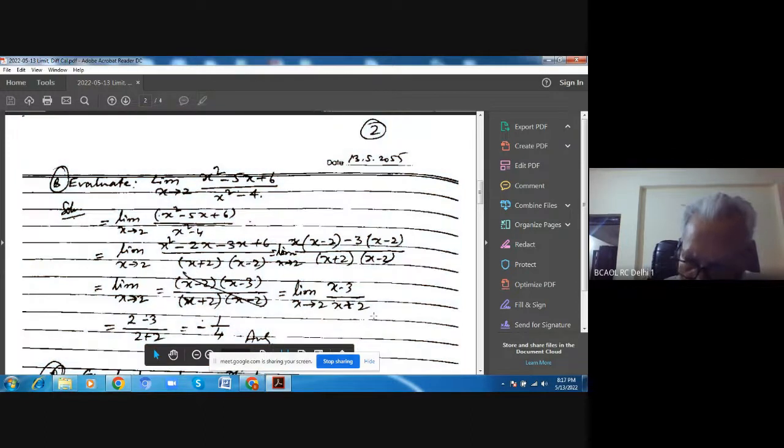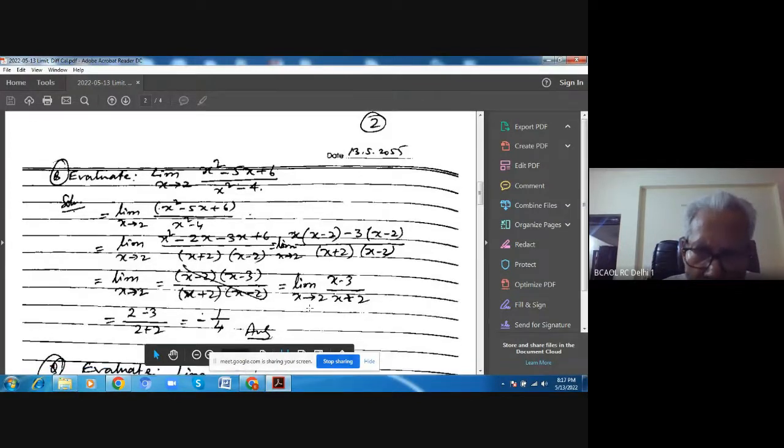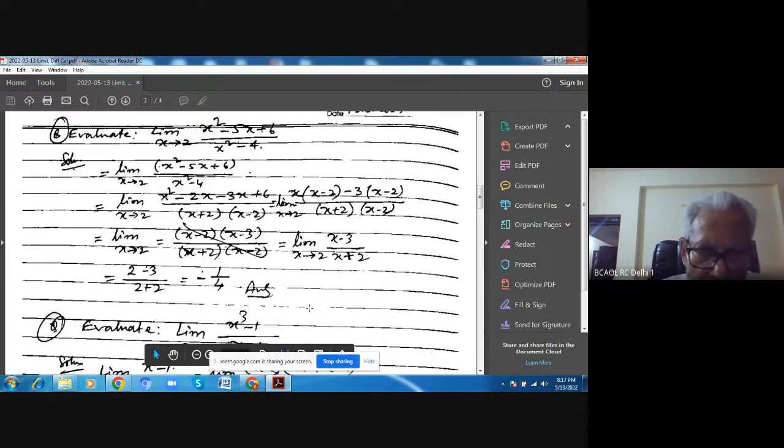Here actually, how long will you write limit? When you put the value of x, in this case 2, instead of x you are putting the value, that limit, you do not write the limit, the action is over.